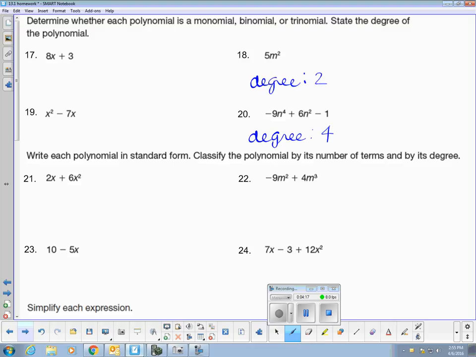So here we are talking about the standard form, which means we need to write this in descending order from largest exponent to smallest exponent. So in number 22, my term 4m to the third has the highest exponent, and then negative 9m to the second. And the degree of this binomial is 3, since that's my highest degree.